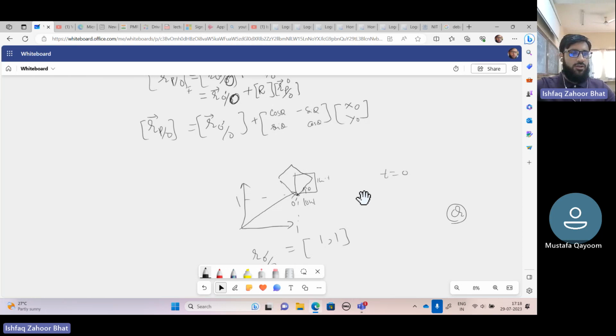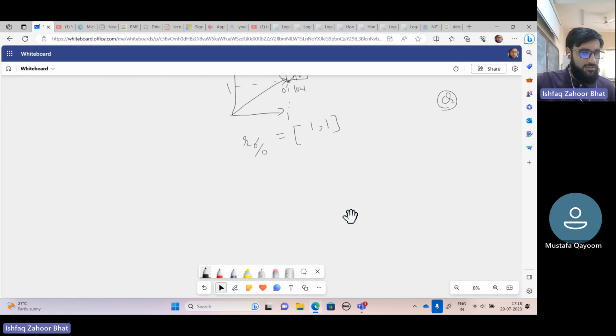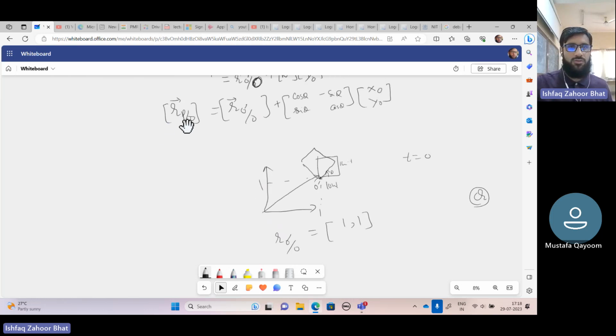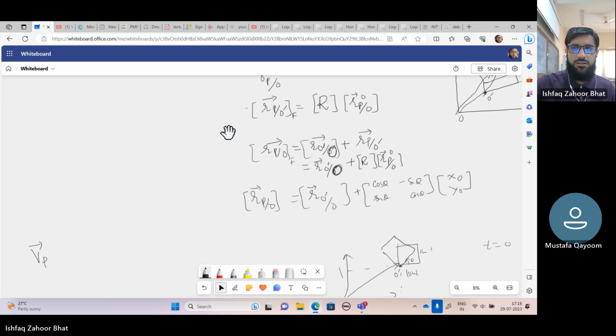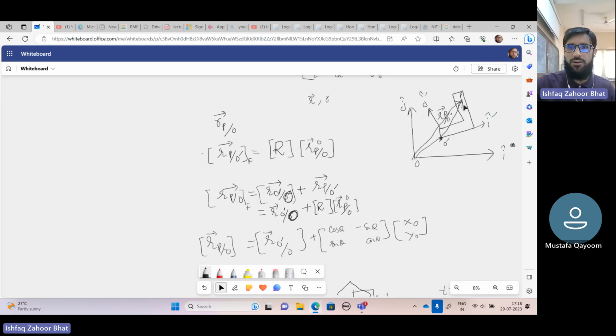Okay, before finishing today's lecture, let's also calculate the velocity, because at the onset of the lecture, we were searching for these two. We wanted this RPO, which we have already got. But the second thing we were looking for is VP. What is the velocity of this point P?